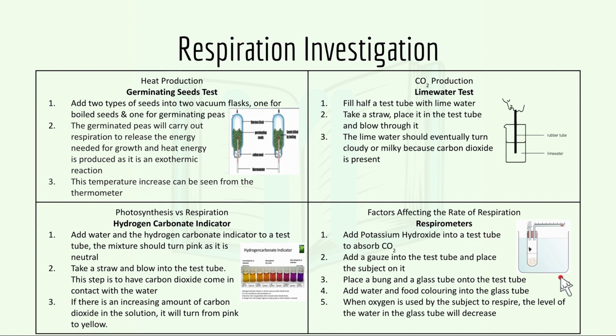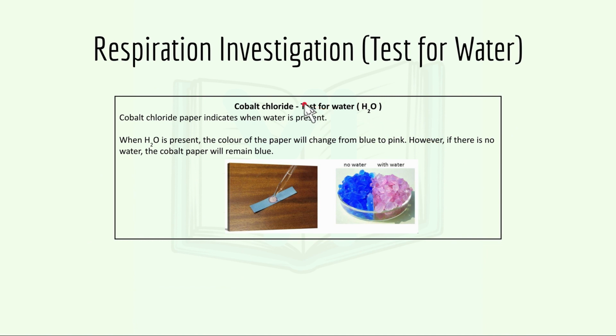We move on to the last one, which is investigating the test for water using cobalt chloride. Cobalt chloride paper indicates when water is present. When H2O is present, the color of the paper will change from blue to pink. However, if there's no water, the cobalt paper will remain blue.